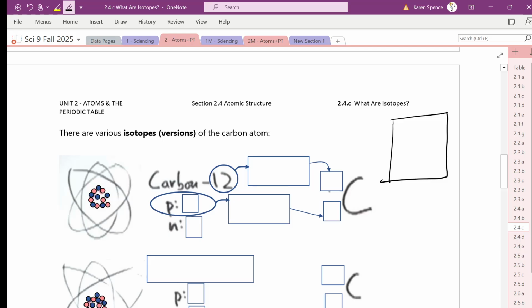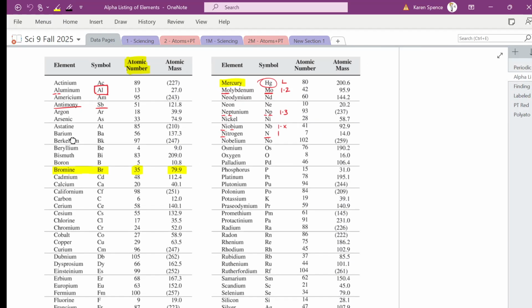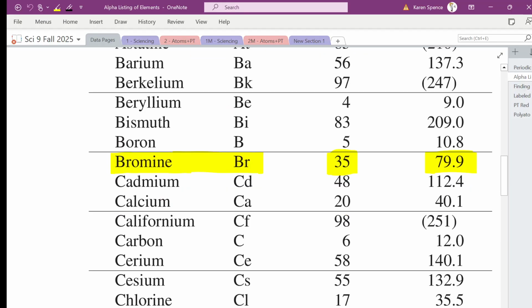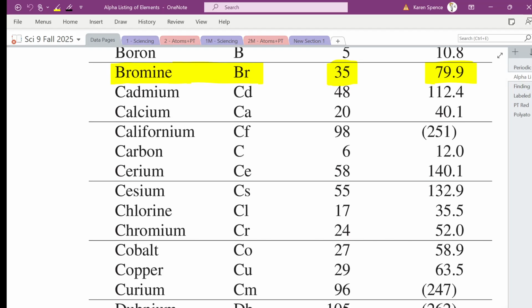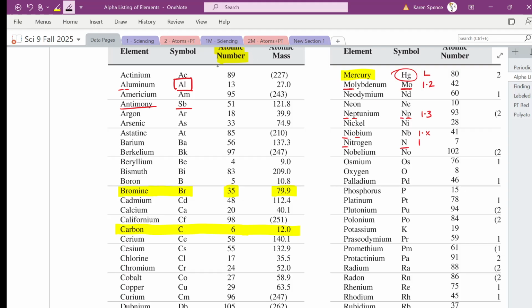Go find carbon on your periodic table. If you have trouble finding it, don't forget you can always go on to the back of the periodic table. You can look under C for carbon, and you can say carbon is atomic number... Our atomic number is that third column there.